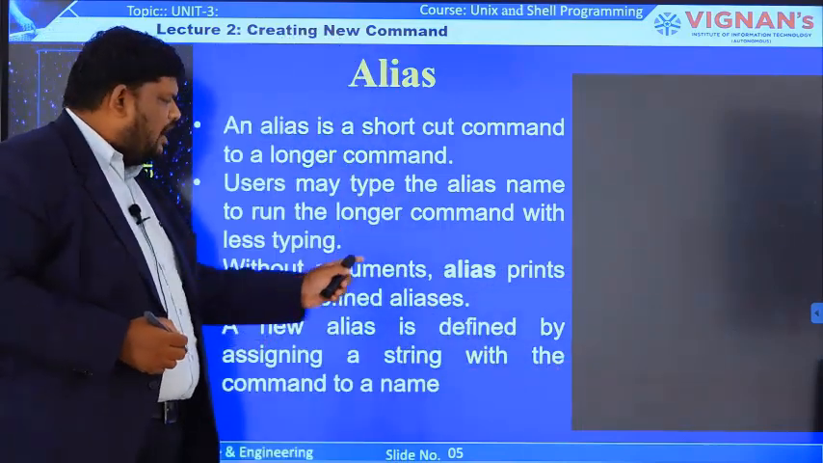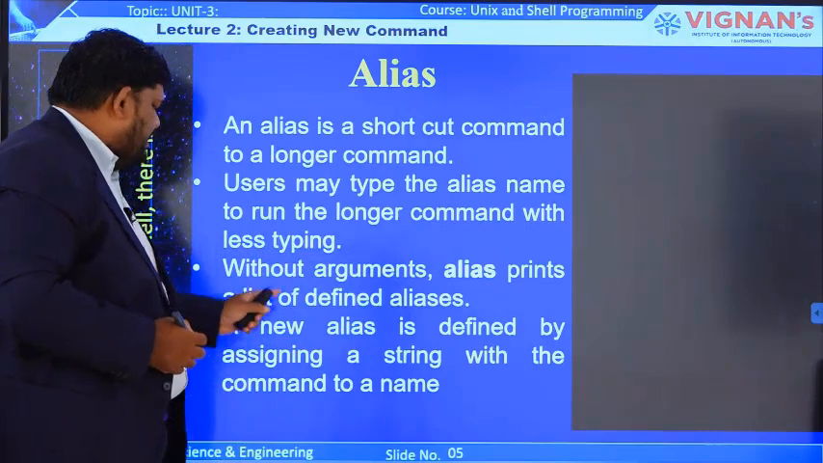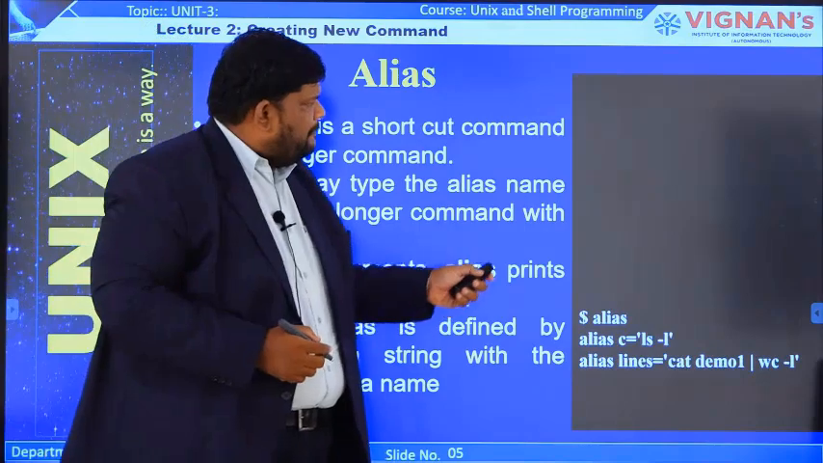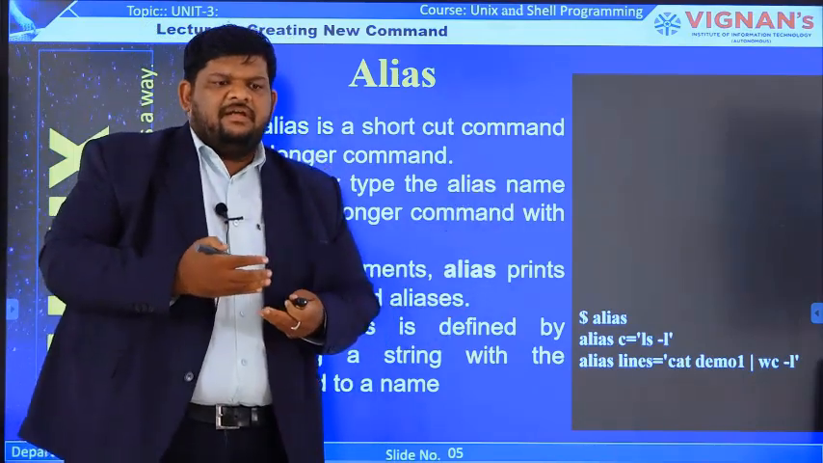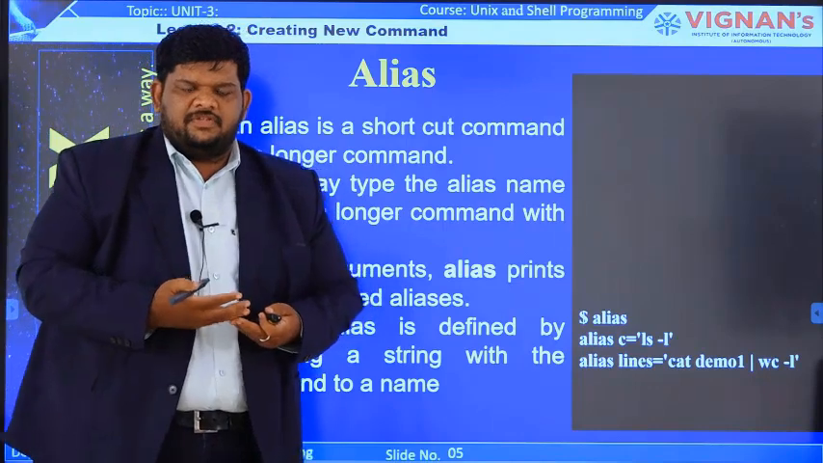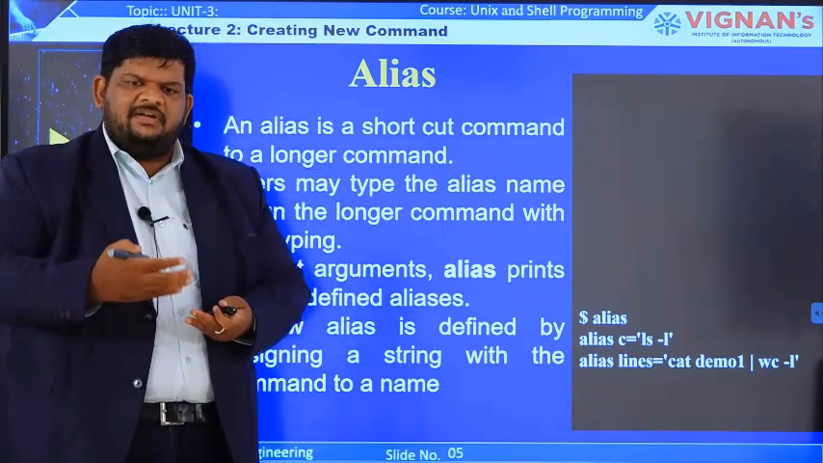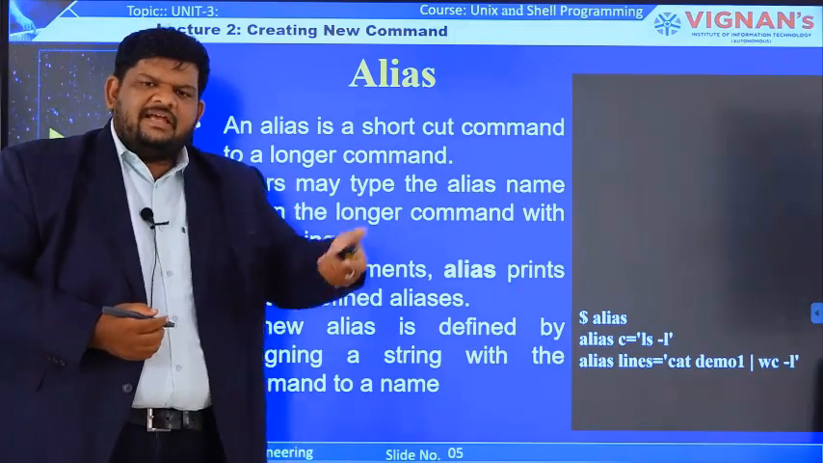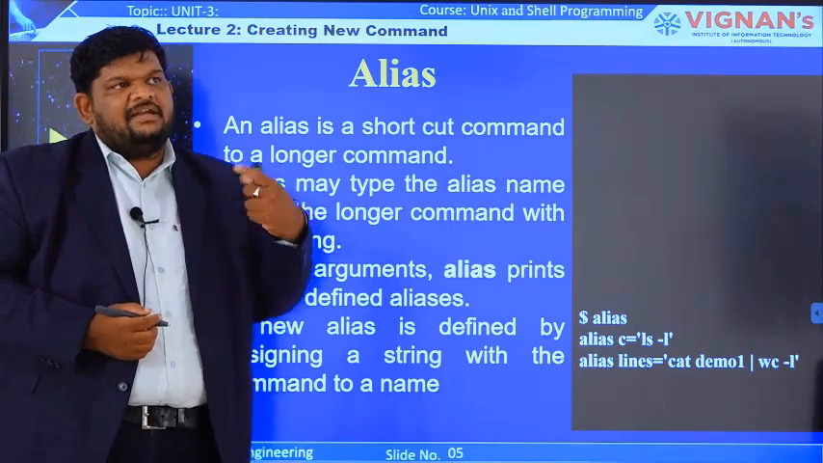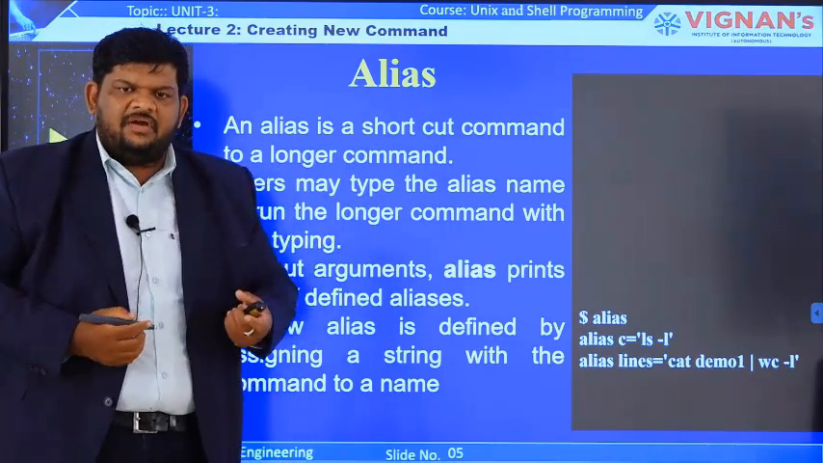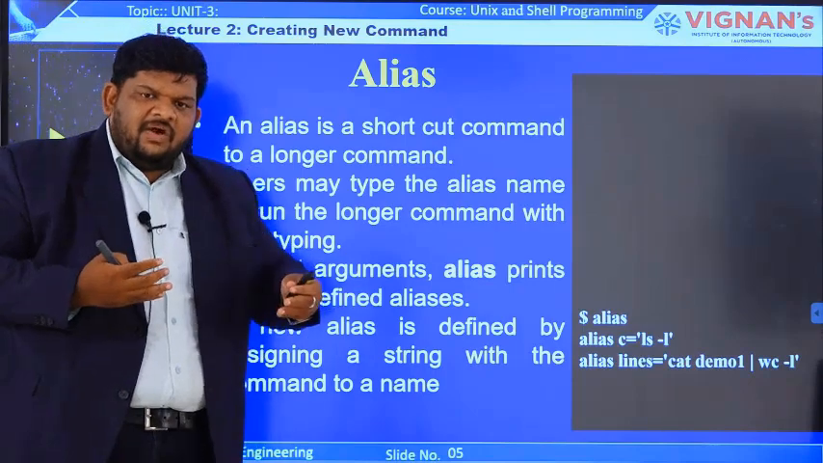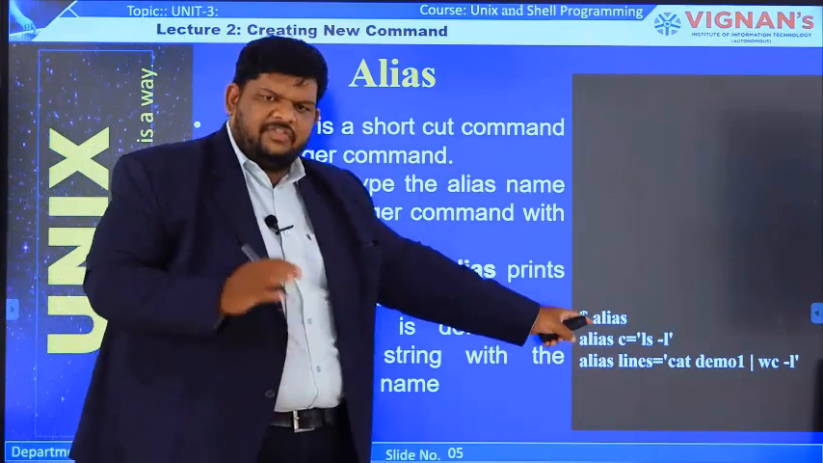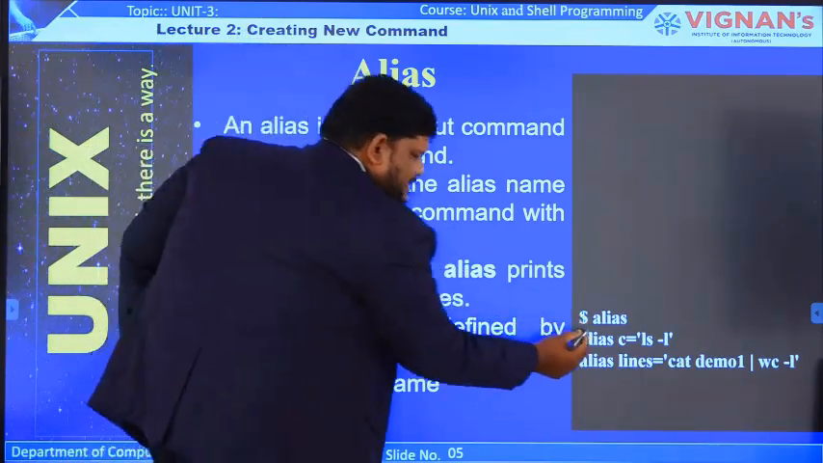Now the third one: without an argument, alias prints a list of defined aliases. Let us consider this example. Based on requirements, maybe I created nearly 10 aliases for existing commands, but I forgot what the alias name is for this command, or whether I created an alias for that command or not. If you have any doubt, or want to verify how many aliases I have created till now, we have to type the alias command without any option.